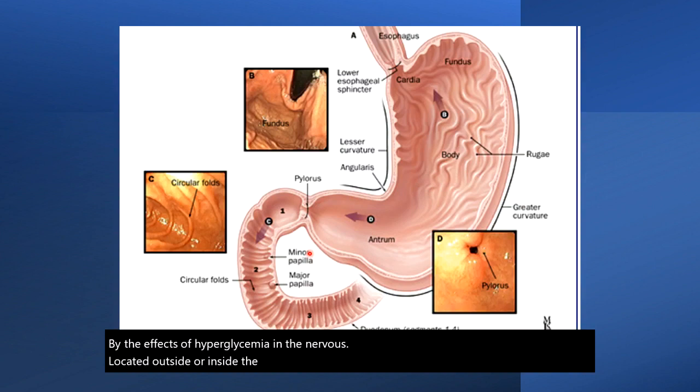The mucosa of the duodenum is characterized by those circular folds that we see here in the initial part of the duodenum when it's surrounding the head of the pancreas.